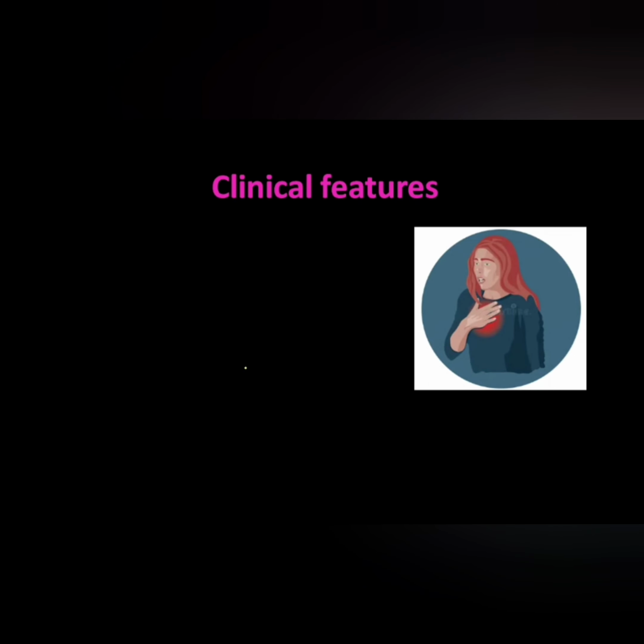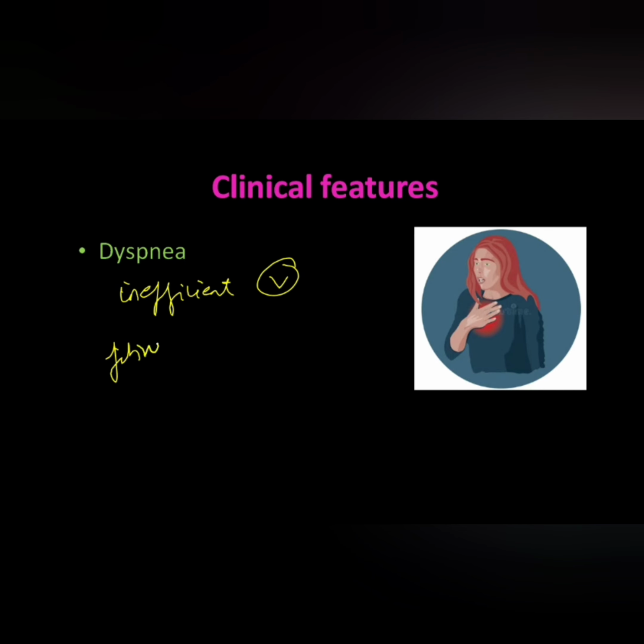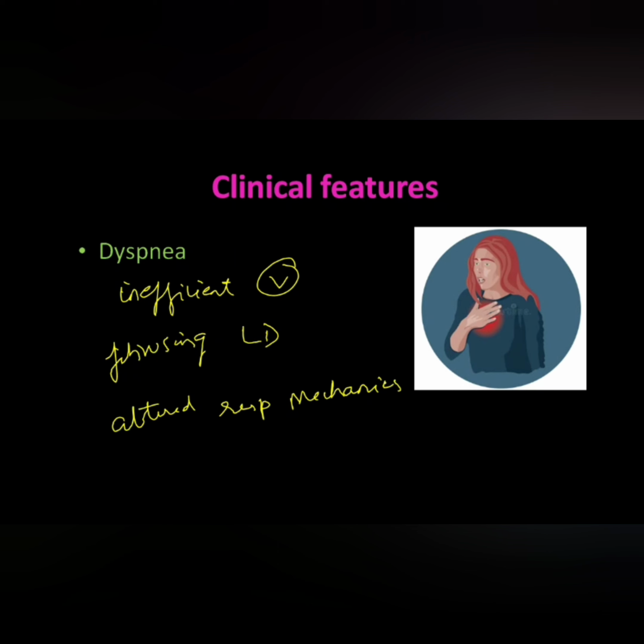What are the clinical features the person can present with? The first one is dyspnea. Why can the person have dyspnea? It can be because of inefficient ventilation. Whenever the ventilation is inefficient, it can cause dyspnea. Or whenever the diseases of the lungs are fibrosing, the fibrosing lung disease is going to increase the work of breathing, so this can also cause dyspnea. And whenever there is altered respiratory mechanics, say for example you have COPD, then obviously the respiratory mechanics are altered, which can cause dyspnea.